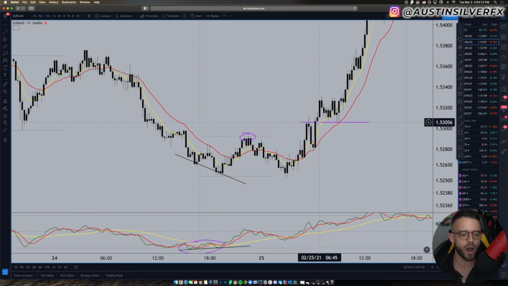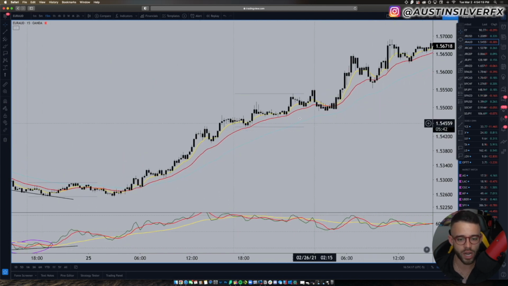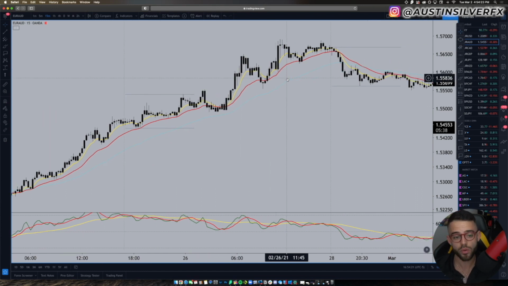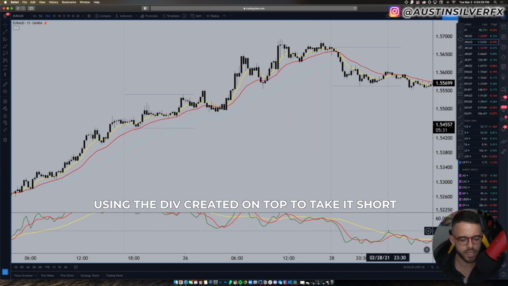a move higher. Now, this can translate into long ideas on the 25th here, last week, or it can translate into long ideas the next day on the 26th as that trend continues. What I do think it can be more powerful even for is then coming into the next week, using the divergence it's now created on top to then take it short.